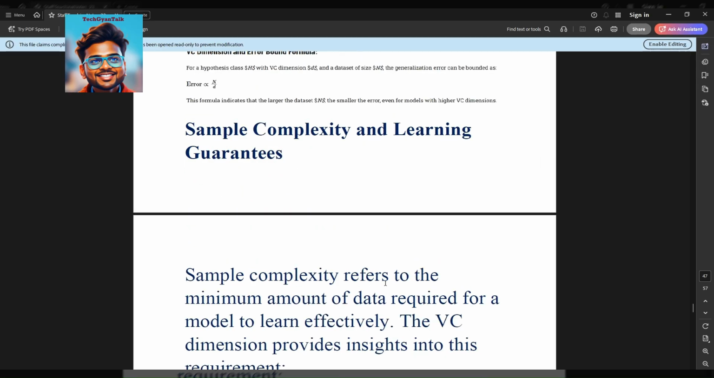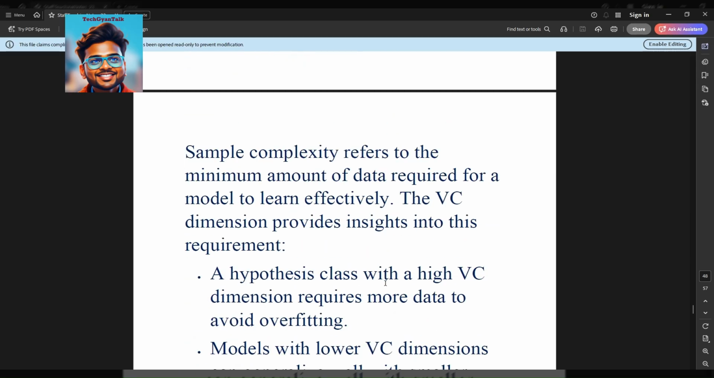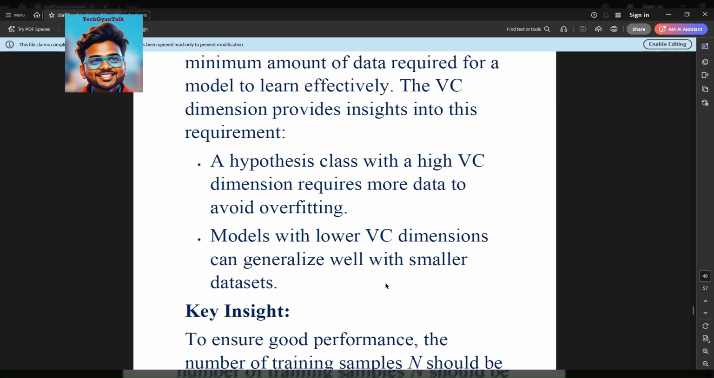Sample complexity and learning guarantees. The sample complexity refers to the minimum amount of data required for a model to learn effectively. The VC dimension provides insights into this requirement. A hypothesis class with a high VC dimension requires more data to avoid overfitting. Models with lower VC dimensions can generalize well with smaller datasets.